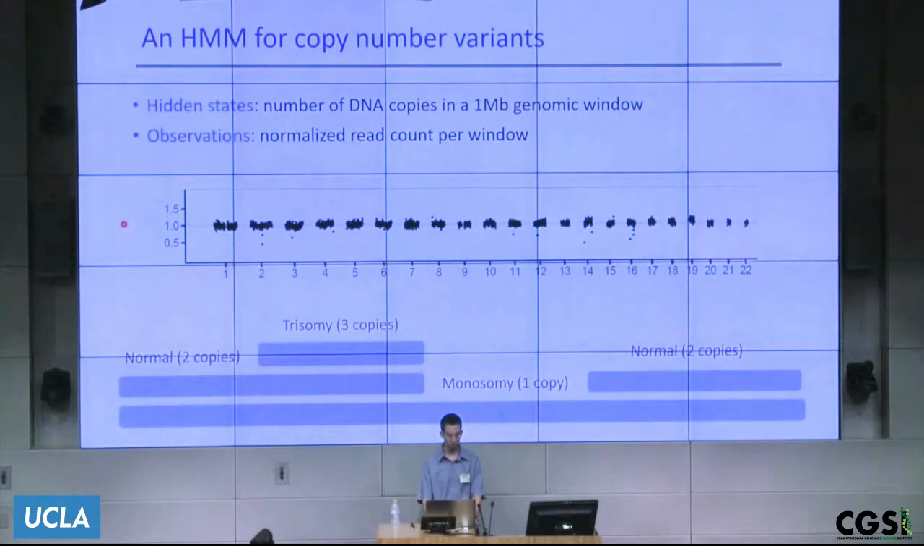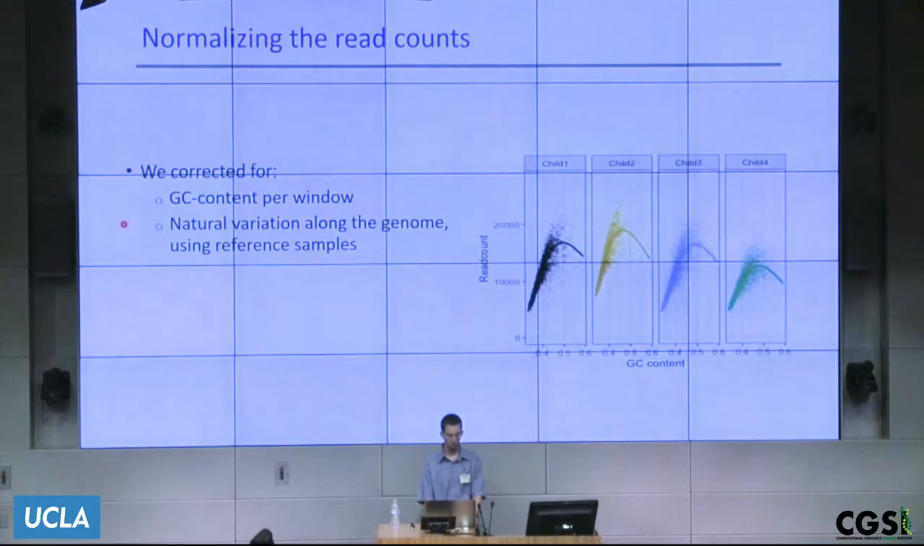The problem is this is not so simple, and we had to do some normalization. First of all, the coverage per window varies quite significantly with the GC content of the window. So we had to correct for that, and even then there remains natural variation along the genome in the coverage. To correct for that, for each embryo we used a number of reference samples that are known not to have any copy number variants, that is, to be euploid, and using them we normalized the read counts.